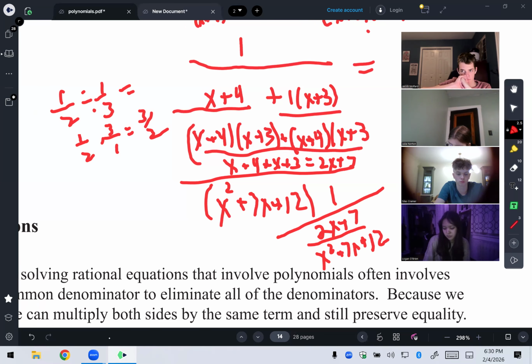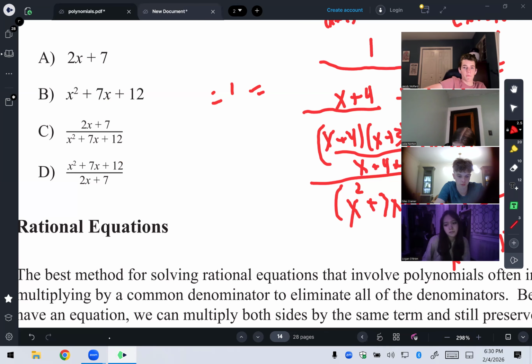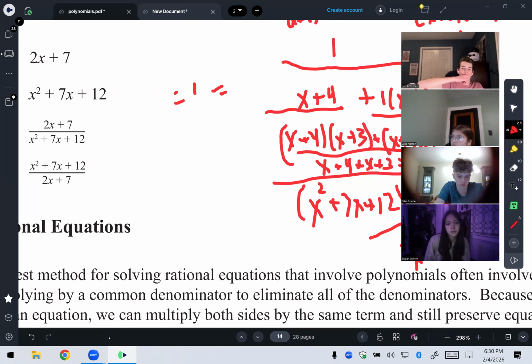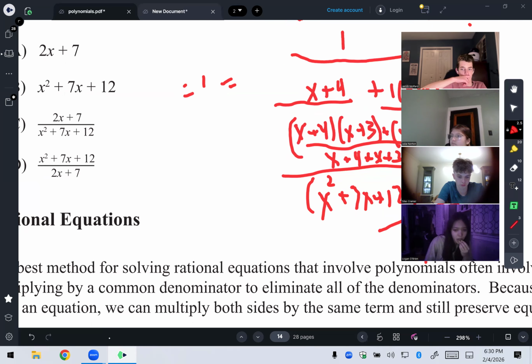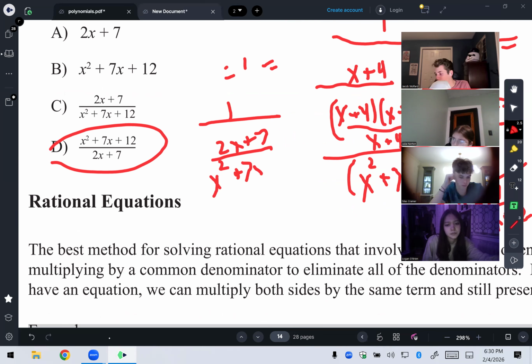So, I'm just going to get you some room, maybe erase that so you can. She just has to do the last step and flip everything. So I have to flip everything. And that'll give me, basically, it's going to give me D. Because what I had was 1 over 2x plus 7 over x squared plus 7x plus 12.